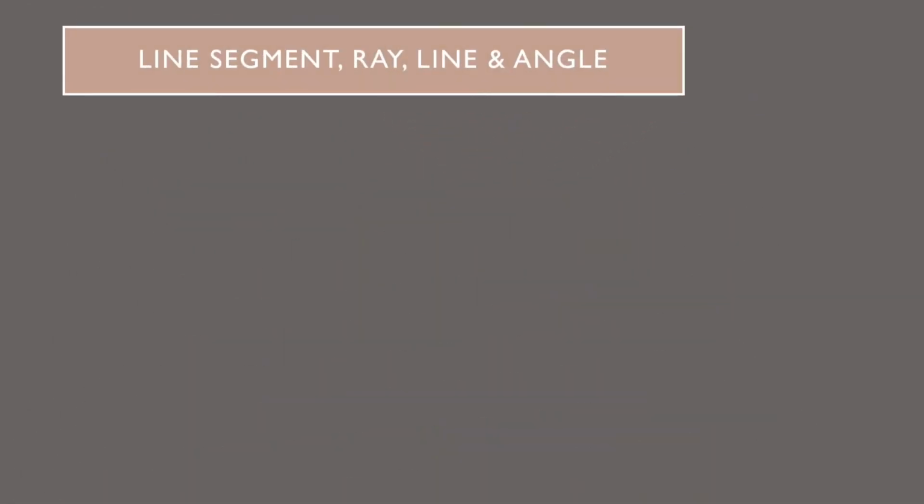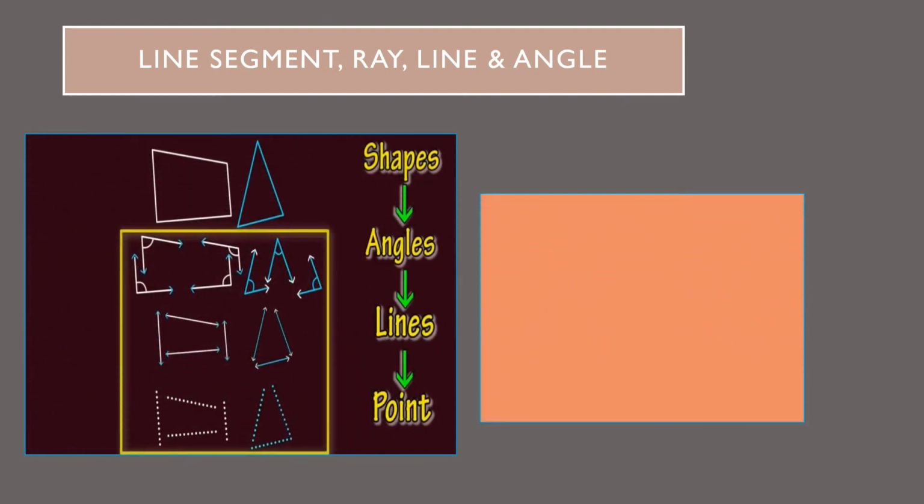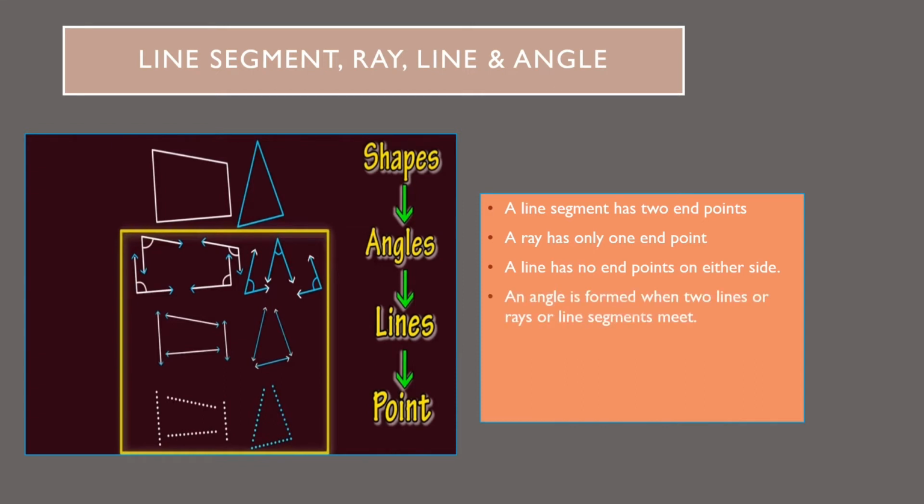Let us recall line segments, ray, line and angle. A line segment has 2 endpoints. A ray has only one endpoint. A line has no endpoints on either side. An angle is formed when 2 lines or rays or line segments meet. In this chapter, we are going to study about related angles. Before that, let us recollect what are the different types of angles.